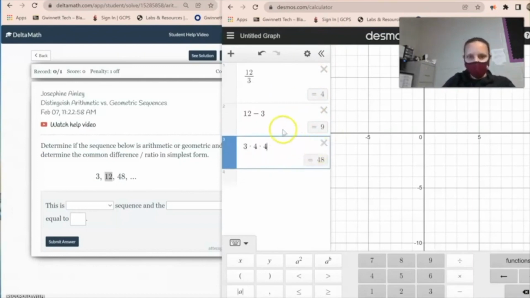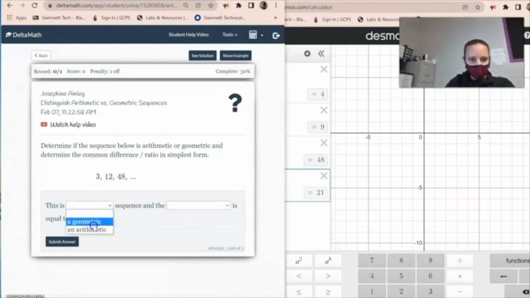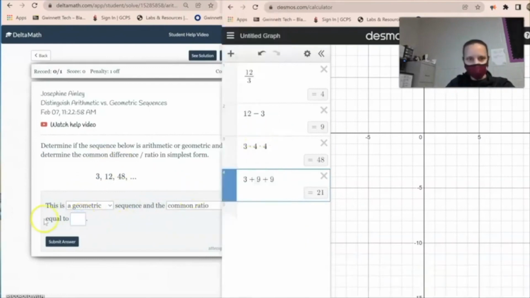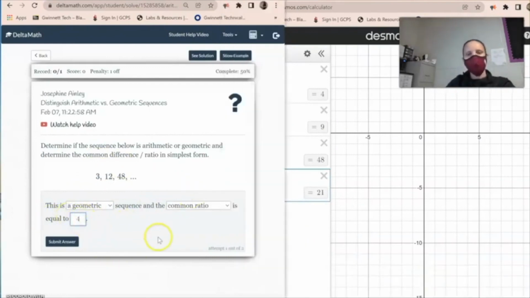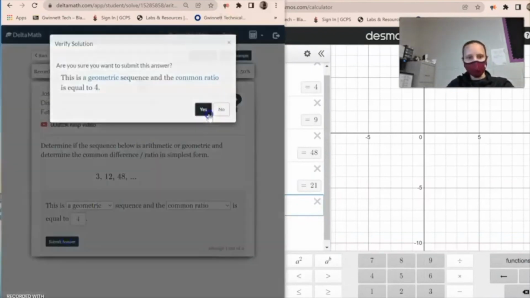I do. Whereas this one, I'm adding 9, right? So this one is saying 3 plus 9. I get the next number, 12. But if I add 9 again, do I get 36? I don't. So this one is geometric. And the sequence has a common ratio, and it's equal to, what was I multiplying by? 4. Okay, so once you decide which one it is, you answer the questions.